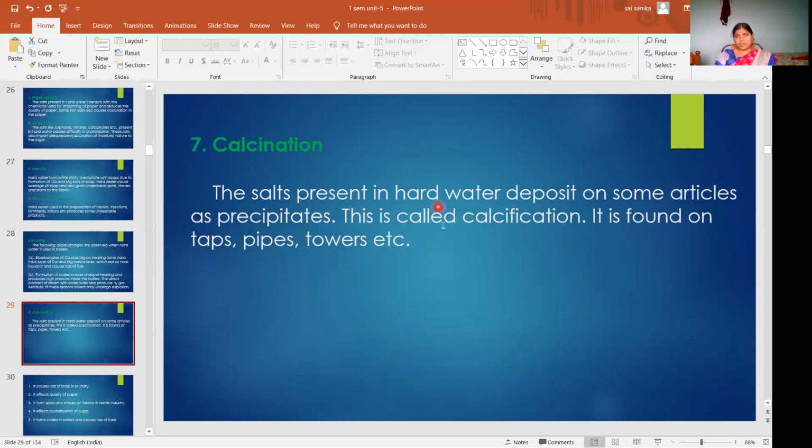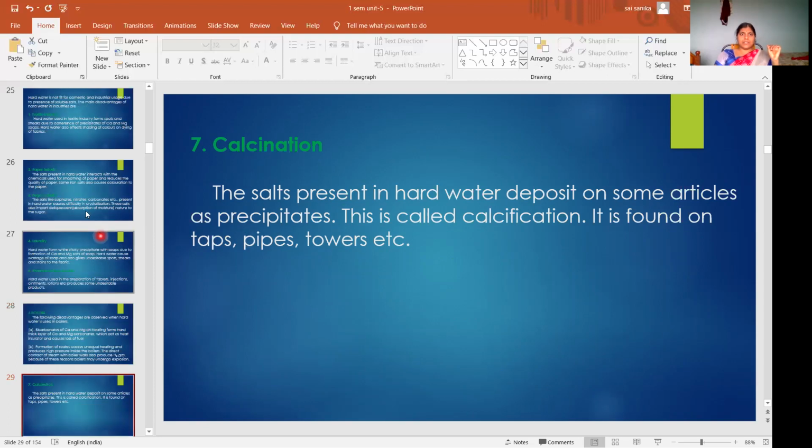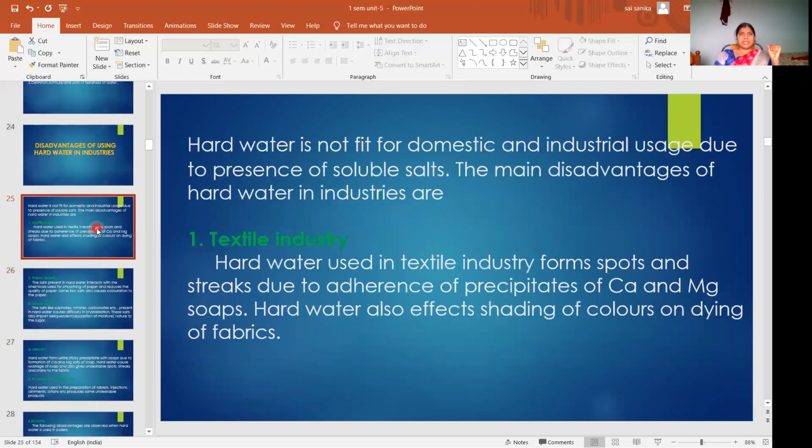So this calcination you will find. If you observe your taps, some white deposit will be there. On towers it will be there, and on some pipes it will be there. So that is called calcination. So these are some of the disadvantages of using hard water in industry. So what is the first industry? Textile industry. What is happening here? Shading of colors will take place and spots and streaks will be formed.